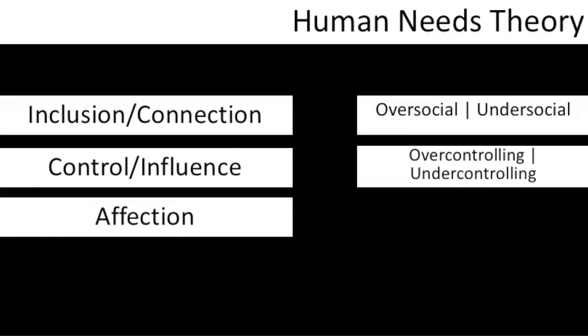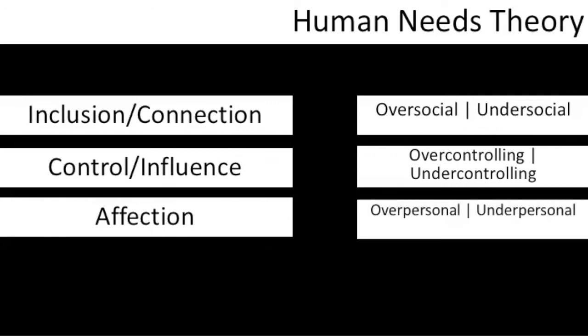As we try to meet our need for affection, we have to balance our need to be liked by others while also being okay with not being liked by everyone. Those who are what the textbook calls overpersonal try too hard to be liked by everyone, while those who are underpersonal assume that they will never be liked and try to avoid relationships altogether. Obviously, these terms, oversocial, undersocial, overcontrolling, undercontrolling, overpersonal, underpersonal, are extremes. And in reality, we all move between these extremes in our interactions with others.